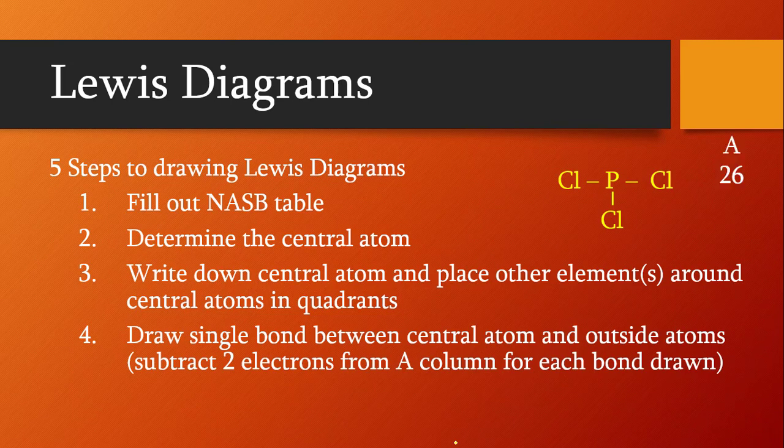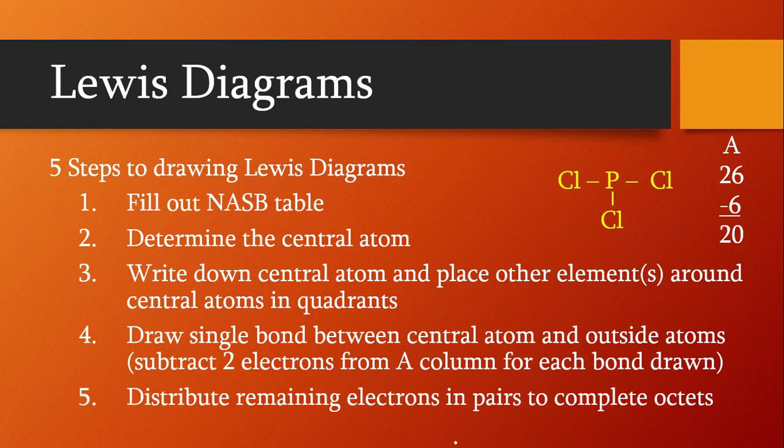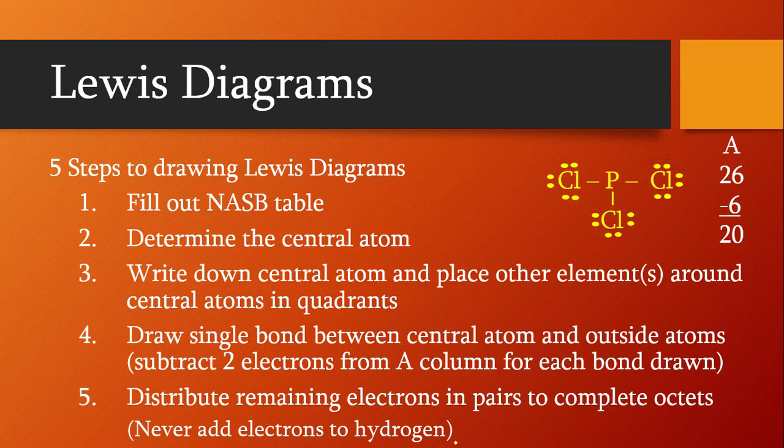So if you remember, we had 26 available electrons. We've now used 6 of them up for bonds here. 3 times 2 is 6. So we still have 20 electrons that we need to place into the diagram, which brings us to step 5. Distribute the remaining electrons in pairs around the elements so that complete octets are formed. So in this case, 2, 4, 6, 8, 10, 12, 14, 16, 18, 20.